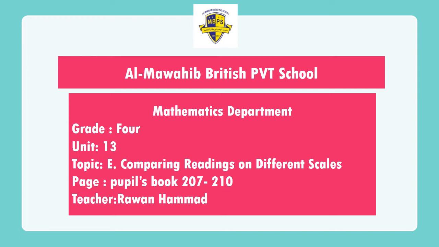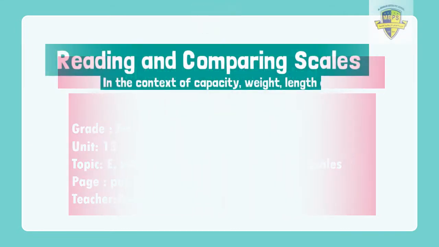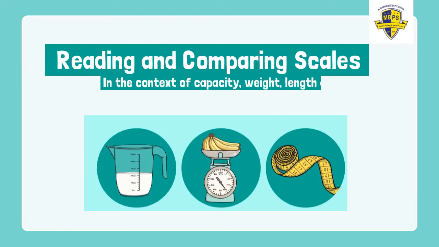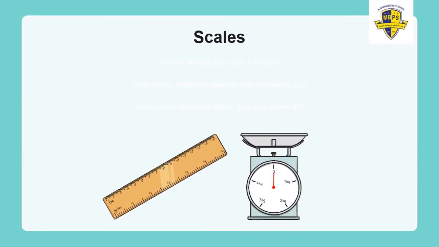We are in unit 13. This is lesson E, comparing readings on different scales. We will learn how we read and compare scales of capacity, weight, and length. The new word we have today: scales.